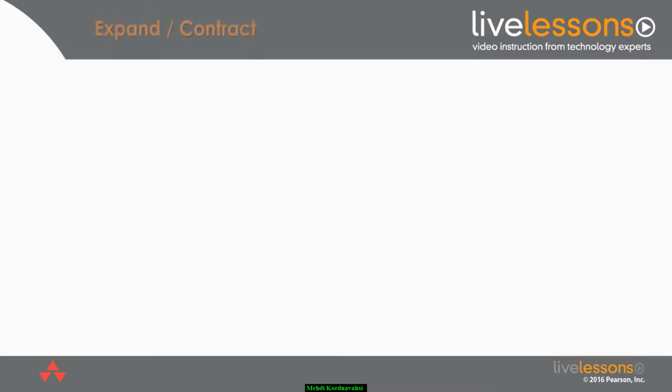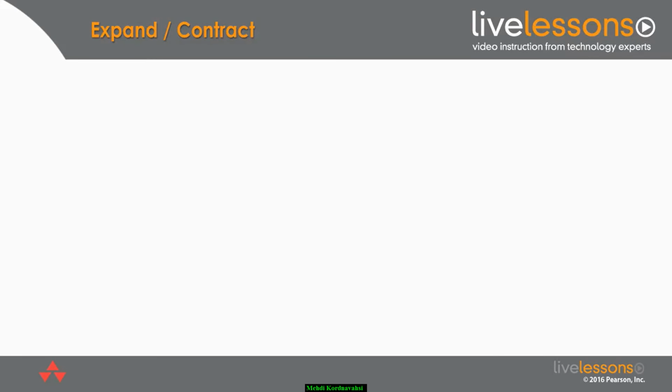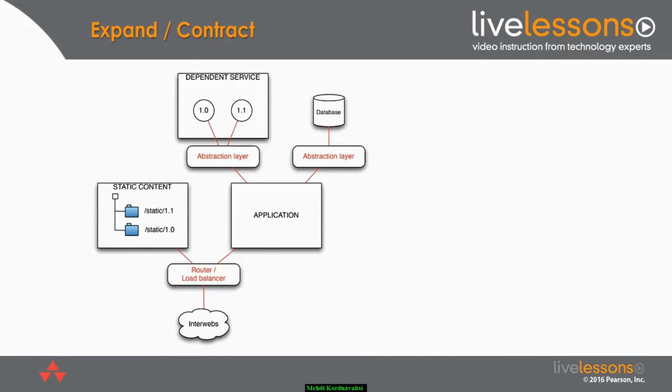The first pattern we'll look at is expand contract. When you're releasing an entire enterprise system, it can typically be comprised of many different services. And so on this diagram, I've represented just a very simple case with the main kinds of components we see in enterprise systems.